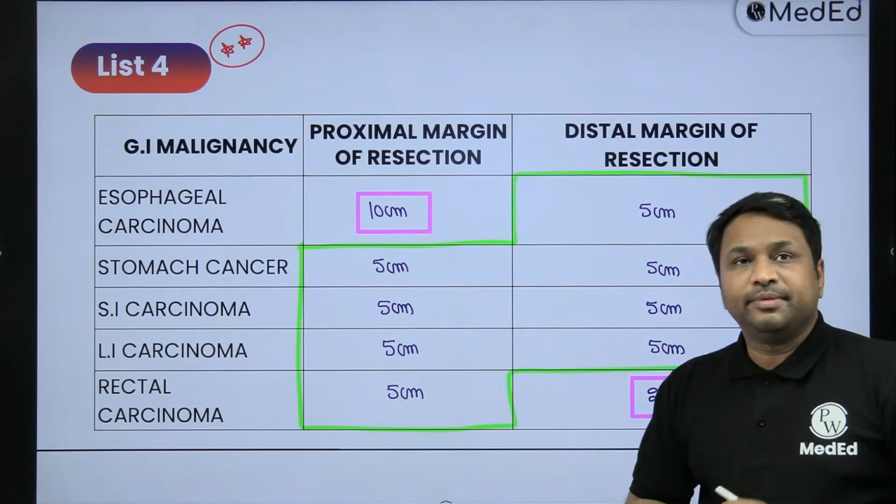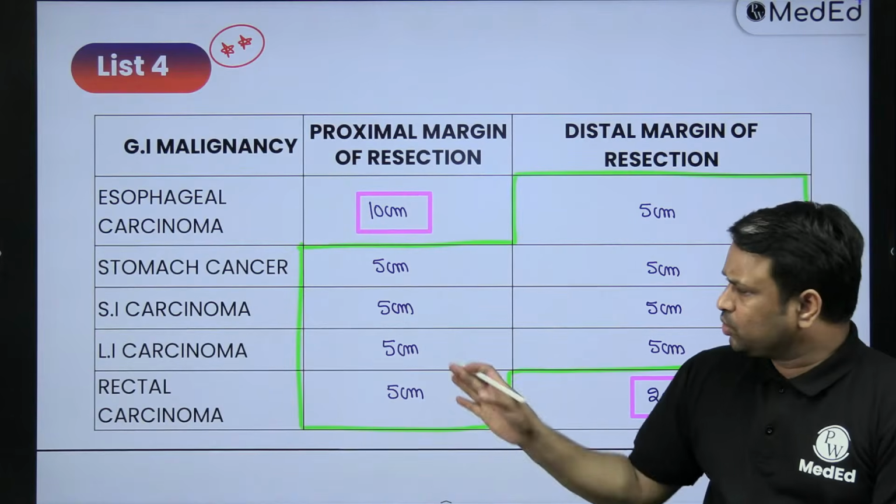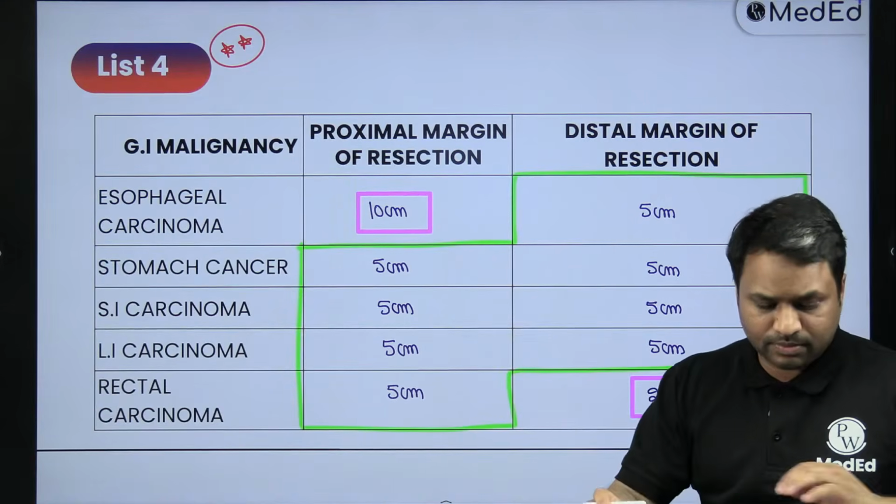Okay. So 10 centimeters is the proximal margin in the esophagus and 2 centimeters in rectum. Rest everywhere it is 5 centimeters.